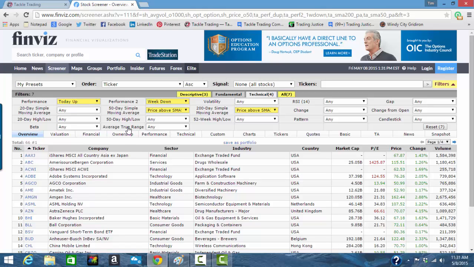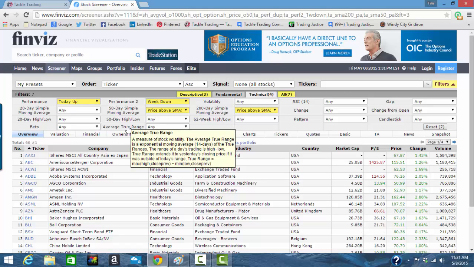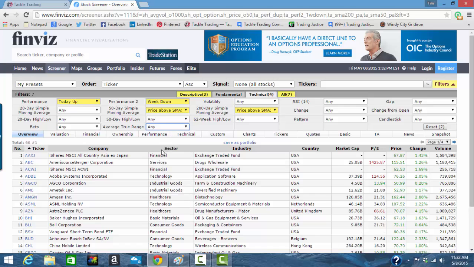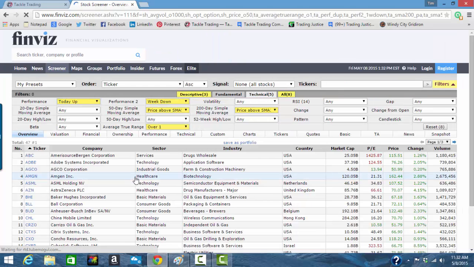Might want to put an average true range filter in. ATR is a measure of stock volatility. The average true range is an exponential moving average of the true ranges. The range of the day's trading is high minus low. True range extends to yesterday's closing price if it was outside of today's range. True range equals max minus min. Gives you some formulas in there. And I just did prove that I can read, so that's good. All right, let's say ATR over 1. Make sure it moves a buck a day. So now we're down to 47 companies.